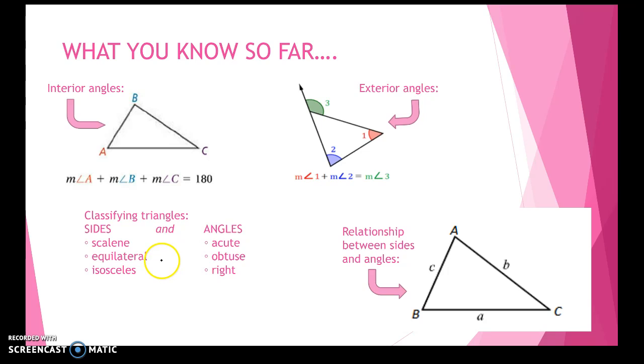We've looked at classifying triangles, and we know when we classify triangles, we have to classify using their side lengths and their angle measures. And then the last thing we studied was the relationship between sides and angles. So we know that an angle corresponds to its opposite side. So angle A would be opposite side length A, angle B opposite side length B, and then angle C opposite side length C.